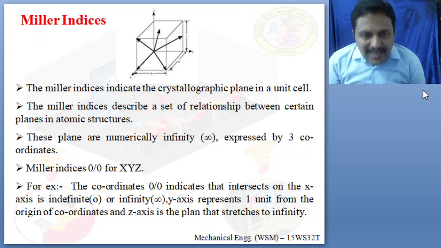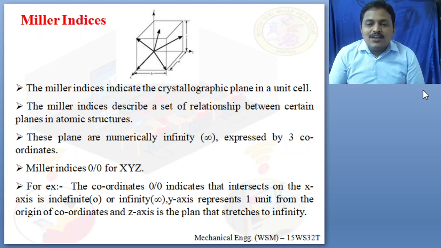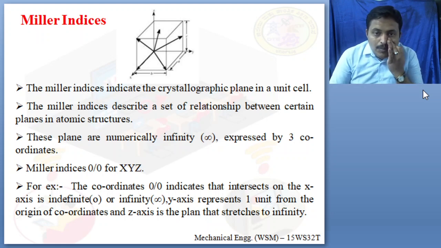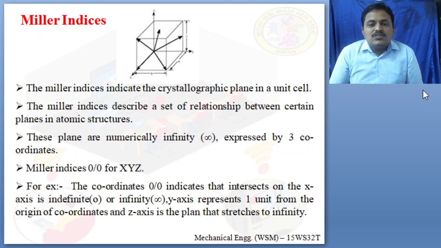So, Miller indices indicate the crystallographic plane in the unit cell. They describe the relationship between certain planes in an atomic structure. This is very useful for the identification of any kind of defect, in which plane, in which side of a metal there is a defect. This is very important for us. For the measurement of any crystal, we are going to consider this.